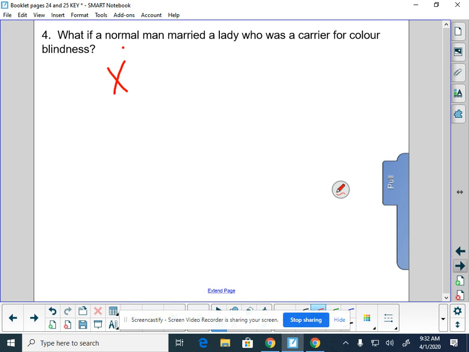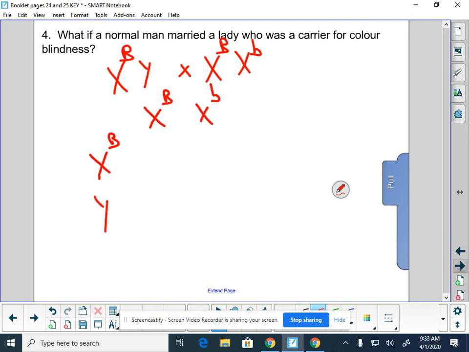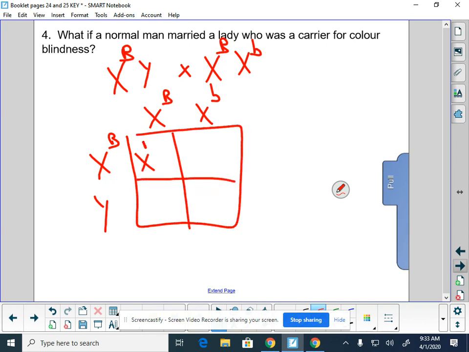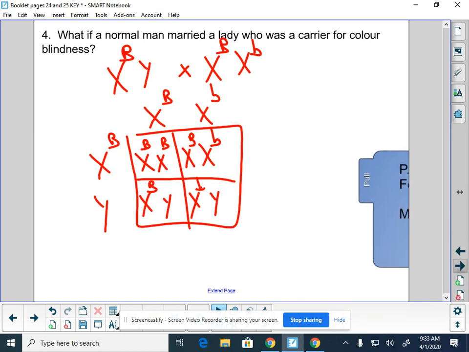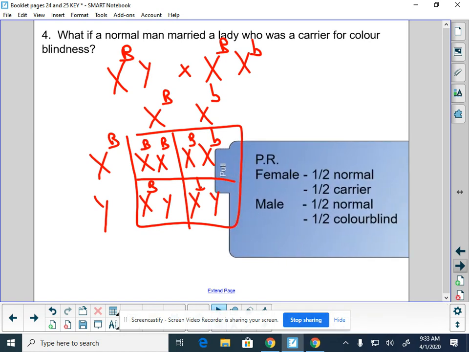A normal man marries a carrier lady. Punnett square. And phenotypic ratio. I've done it just in the female-male way this time.